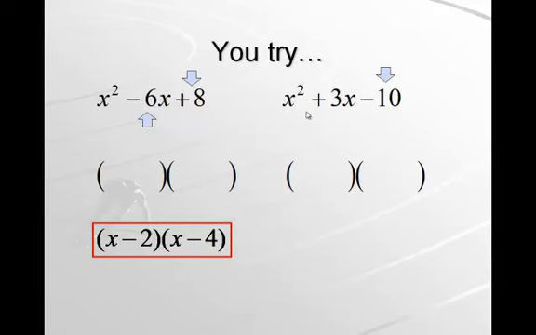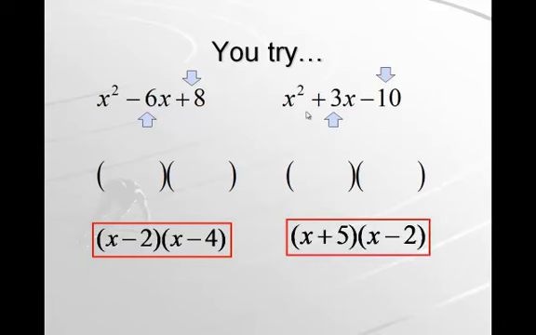On the next one, our end number is a negative 10. What multiplies together to make negative 10 would be 1 times negative 10, negative 1 times positive 10, 2 times negative 5, or negative 2 times positive 5. We want to pick the pair that adds up to make positive 3. That would be the positive 5 and the negative 2. So our factors are x plus 5 and x minus 2.